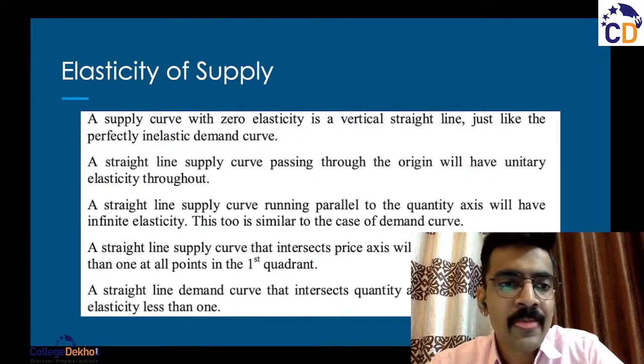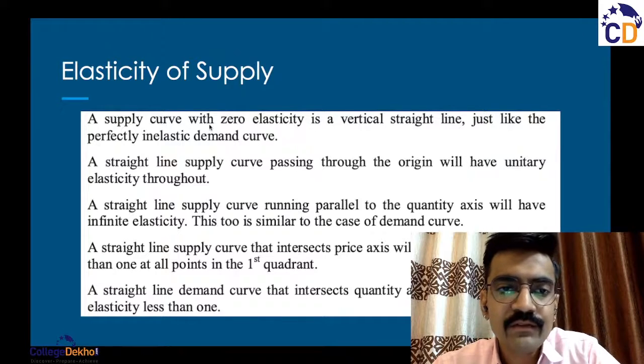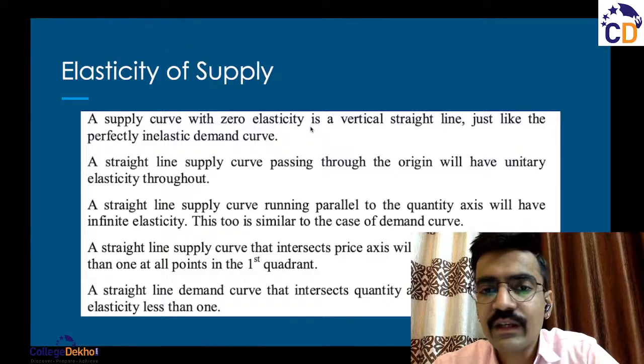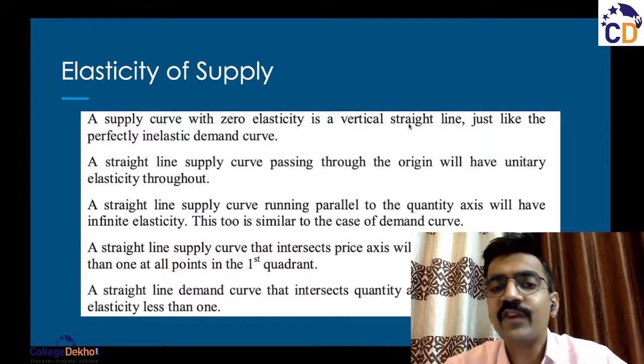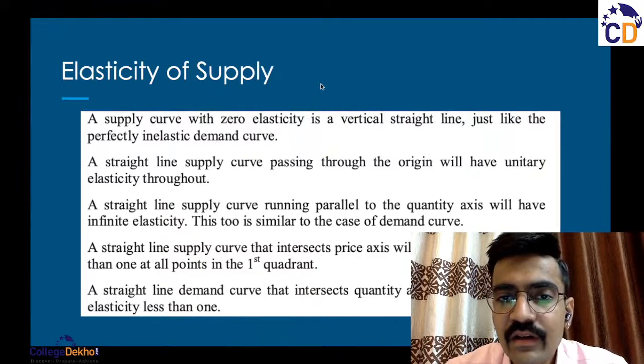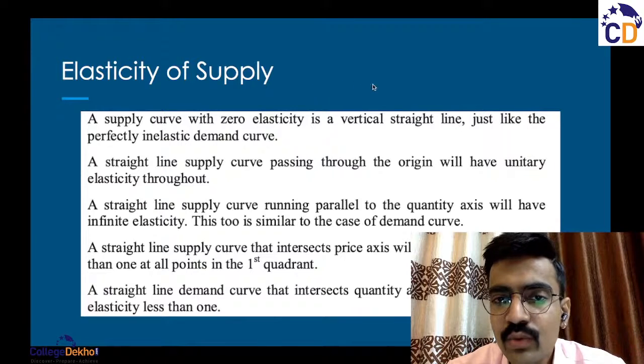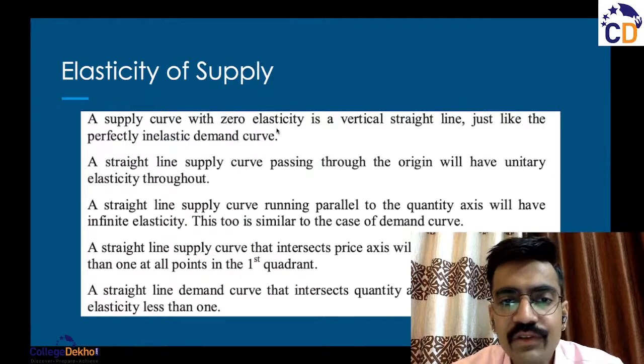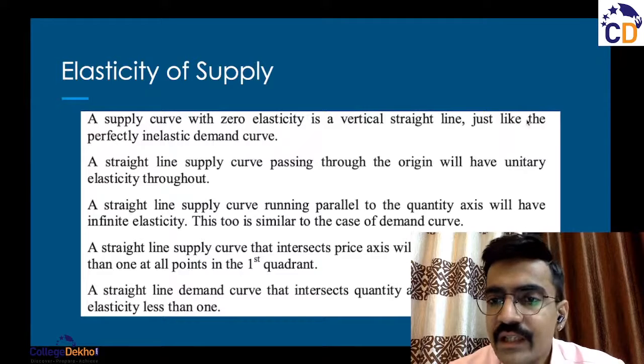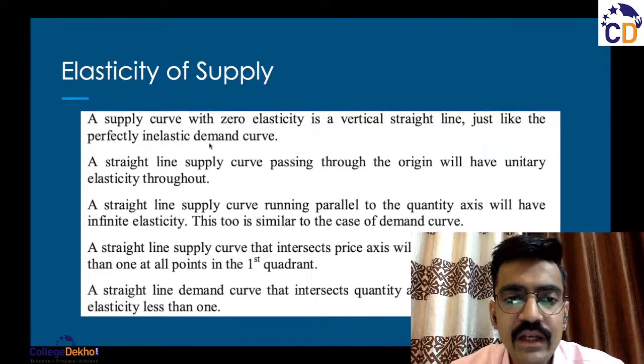So first of all, it says that a supply curve with zero elasticity is a vertical straight line. What is a vertical straight line? On the graph, a vertical straight line is a line that is parallel to the x-axis. Right? What is horizontal? That is parallel to the y-axis. All right. So a supply curve with zero elasticity is a vertical straight line, just like the perfectly inelastic demand curve.